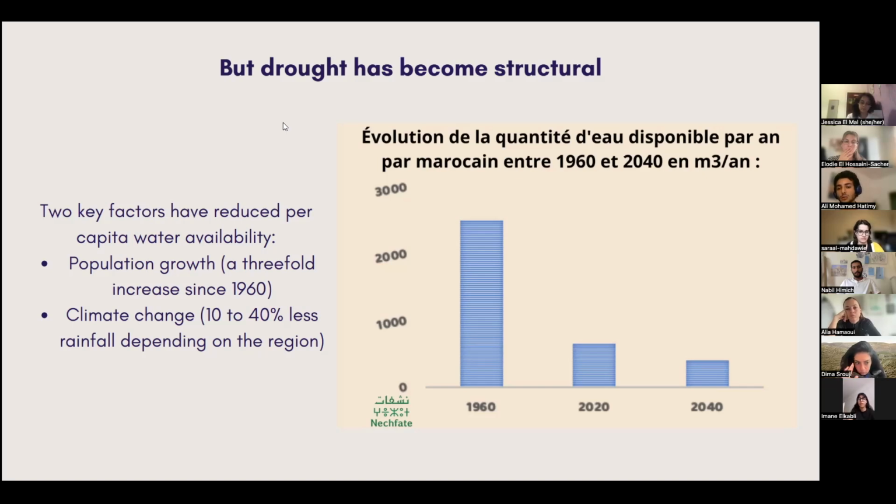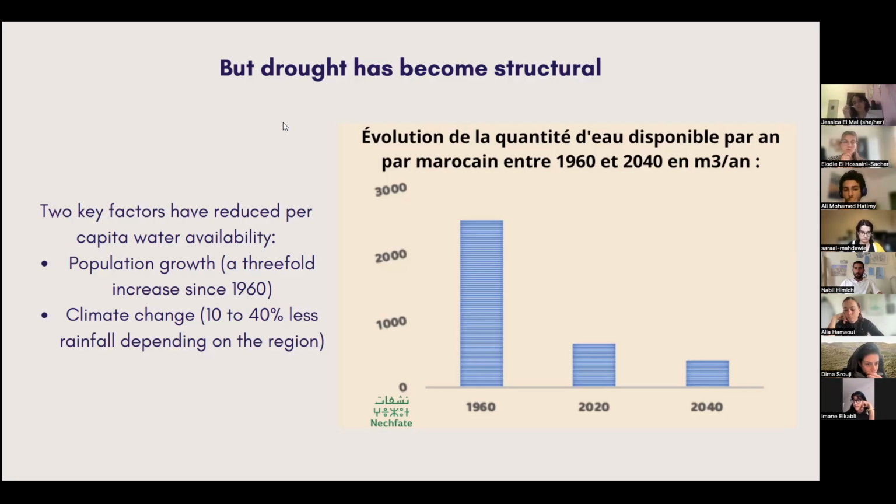And this is linked, first, to population growth. For example, for Morocco, there has been a threefold increase since the 60s. We went from 12 million inhabitants in 1960 to 37 million now. So this very obviously divides the same rainfall three times, and there is also climate change.